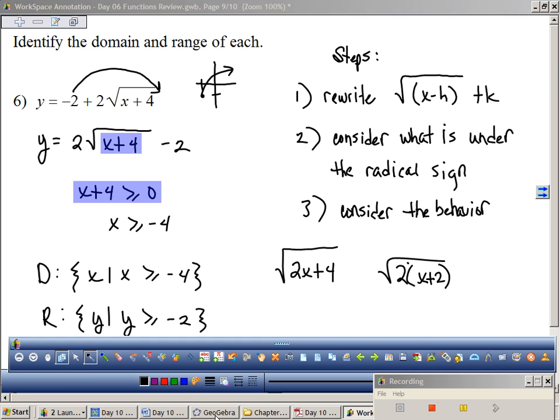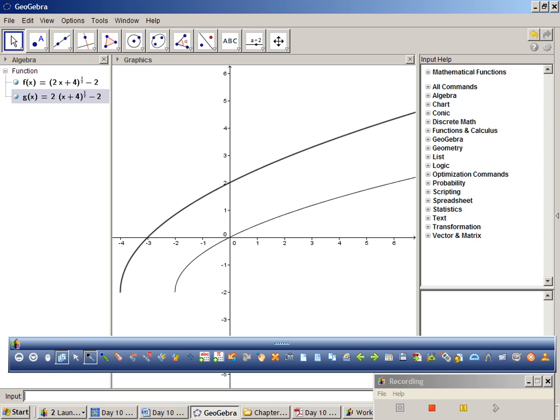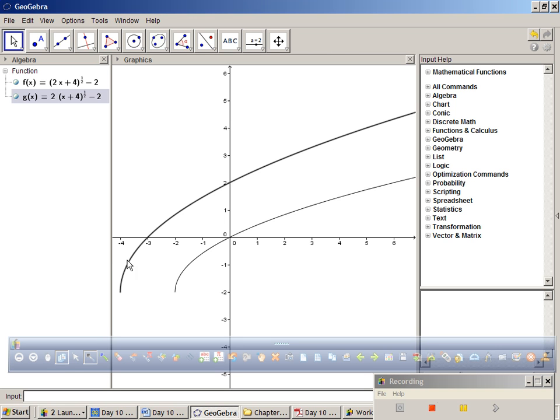So I graphed them both on GeoGebra. This one right here is with the 2 on the outside. See how it's shooting up really, really wide? And this one is with the 2 on the inside here. Pretty cool, huh? Shows you how it affects it.